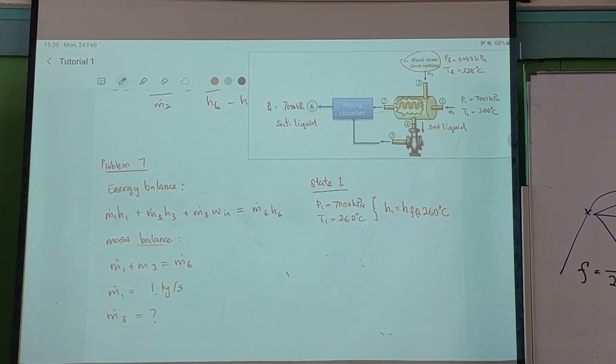Okay, so then we settle with state 1. Then we look at state 3. So state 3 is P3 equals 6,000 kilopascal, T3 is 325 degrees Celsius. So this will be superheated state. Once again, this will be superheated state, so you use a superheated table.